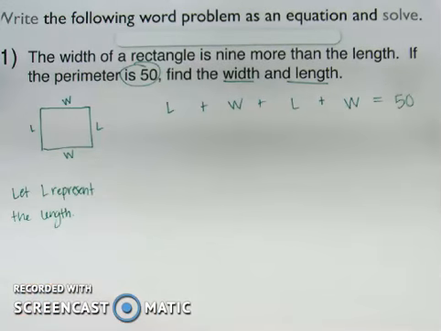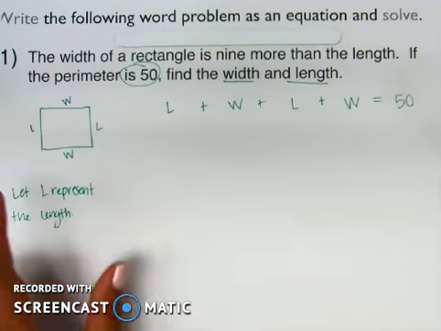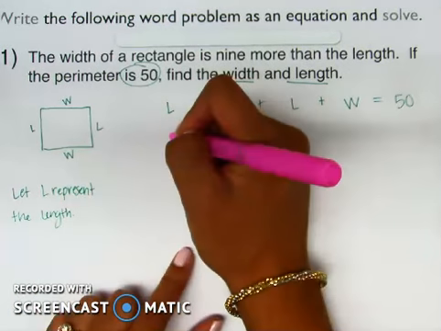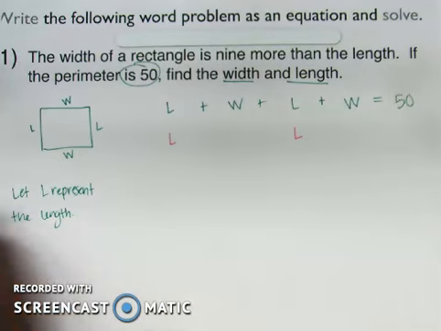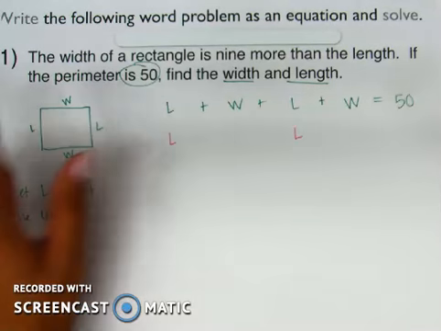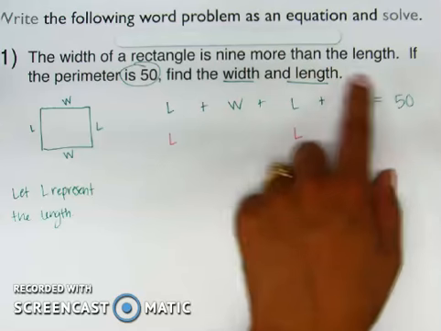So once I've determined this, what I can go ahead and do is label all the lengths L. So this length is going to be L. This length is going to be L as well. Now, the only thing that's missing is the width, but that's okay because we do have some information about the width. The width of the rectangle is 9 more than the length.